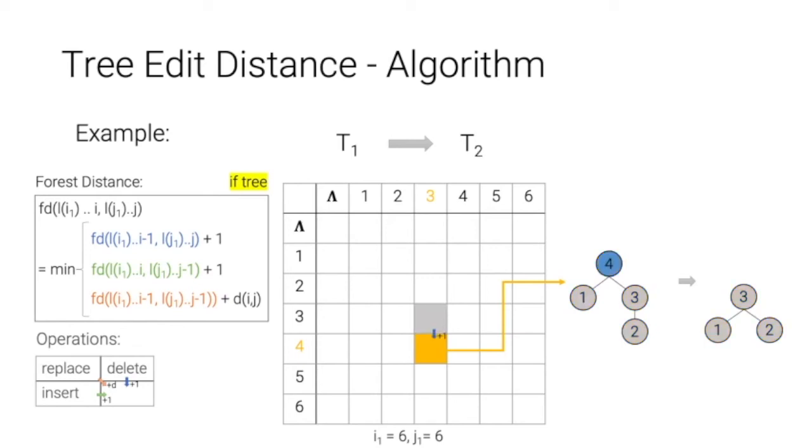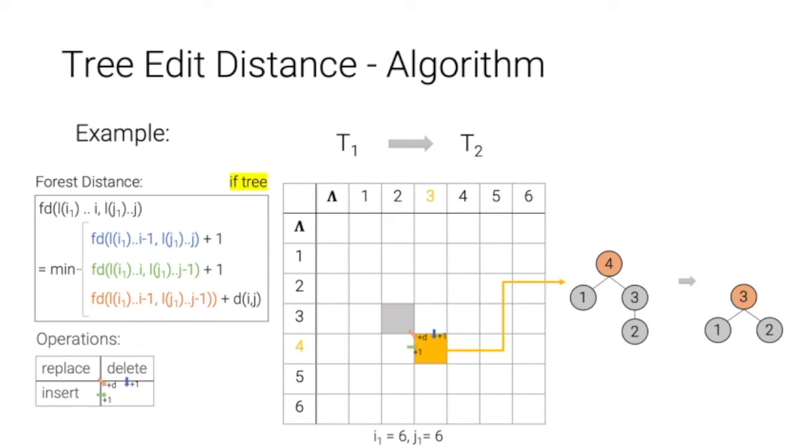The first operation remains the same. We take the result of the gray cell, represented by the gray nodes, and delete the blue one. Because of the deletion, we have to add 1 to our previous result. The second operation would be the insertion, which also remains the same. And the third one would be the replacement. This one is different for trees than for forests.